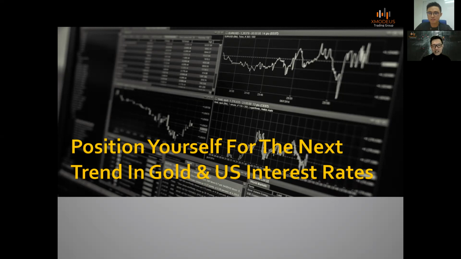Okay, and recently, during that EPF withdrawal, a lot of people were also seen in the goldsmith shops. So gold is one of the favorite investment and trading instruments. That's why we are talking about this subject, okay?